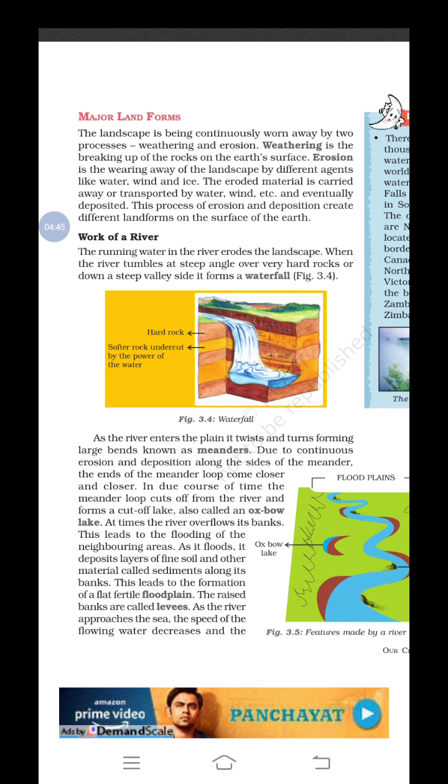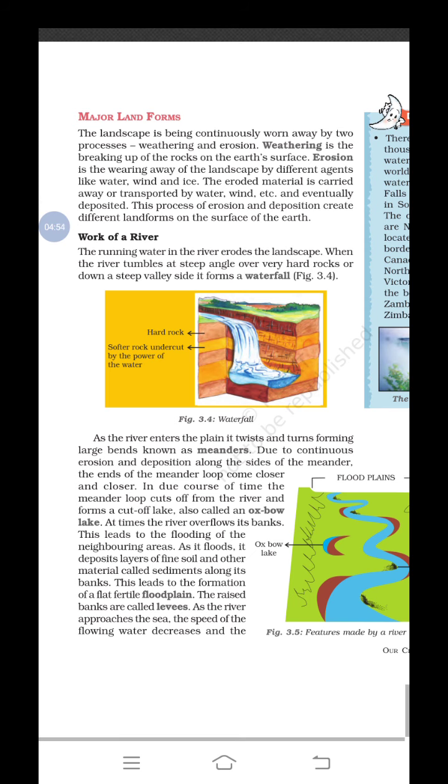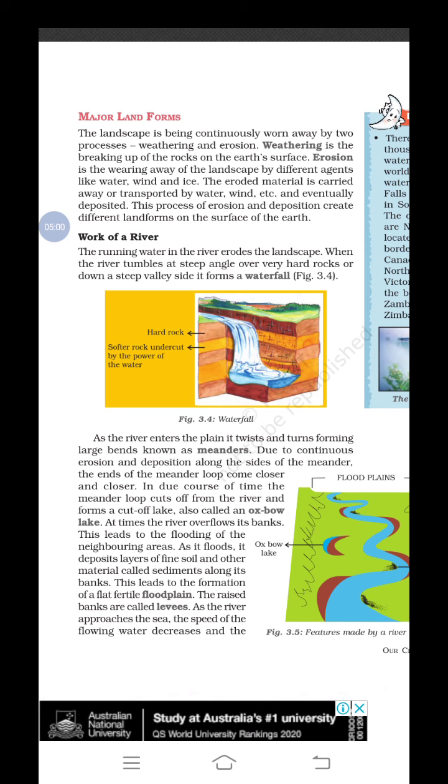So first, you know the meaning of weathering here: the breaking up of the rocks on the earth's surface due to some earthly factors. What are all those factors? We will know about that within a few minutes. I think you understand the meaning of weathering. Now the second thing is erosion. What is erosion?